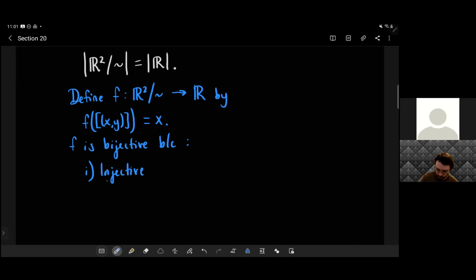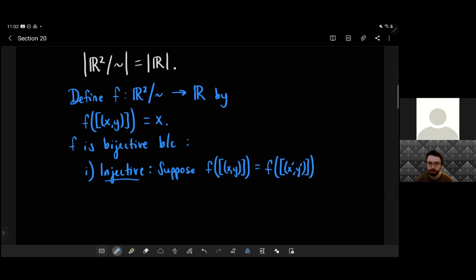Here's my proof of injectivity. We'll just say suppose f of... again, we're going to do this thing where we say the function values on two different inputs are equal, and then show that the inputs have to be equal. So here I'll just pick the point, maybe I'll call it xy for this one and x prime, y prime for this one. Call them x1, y1, x2, y2, whatever you prefer. It doesn't really matter.